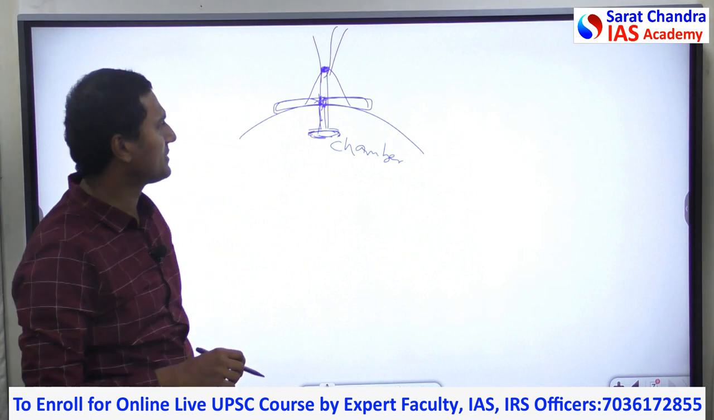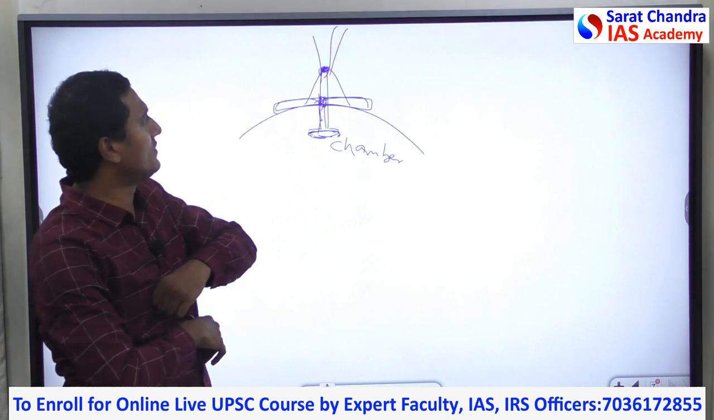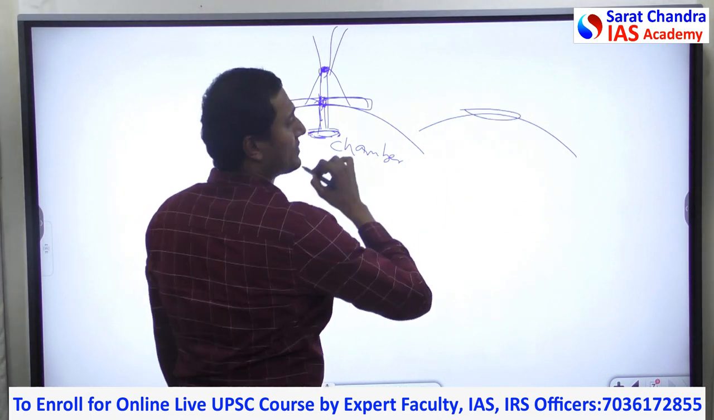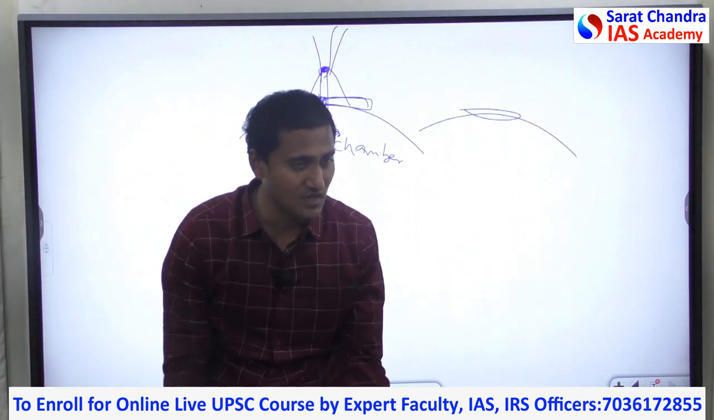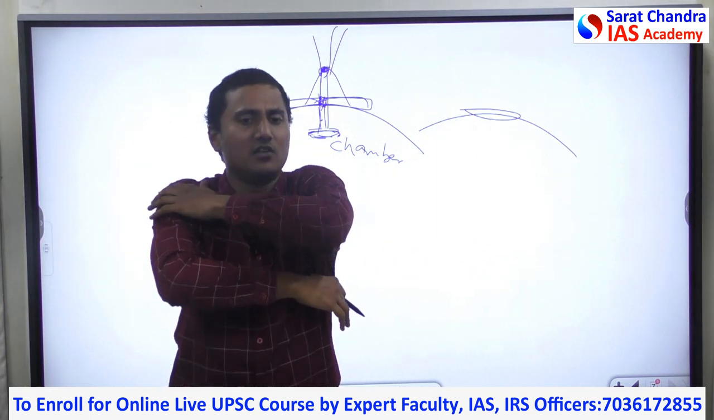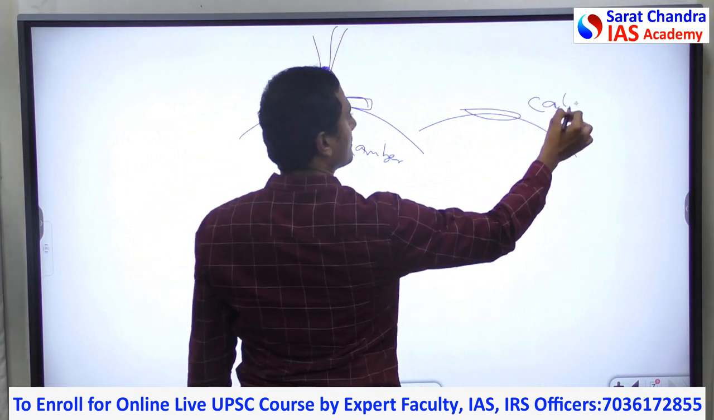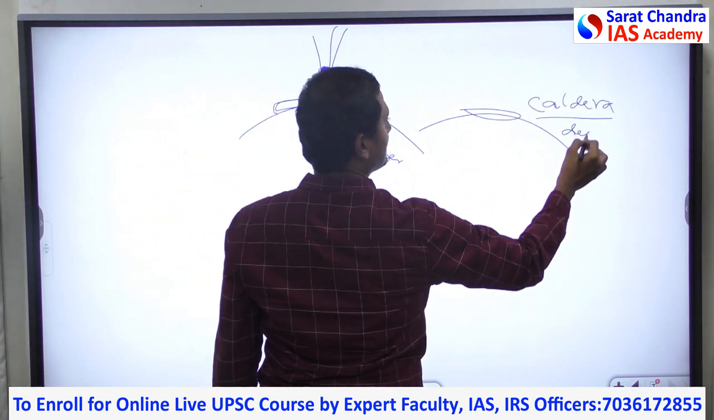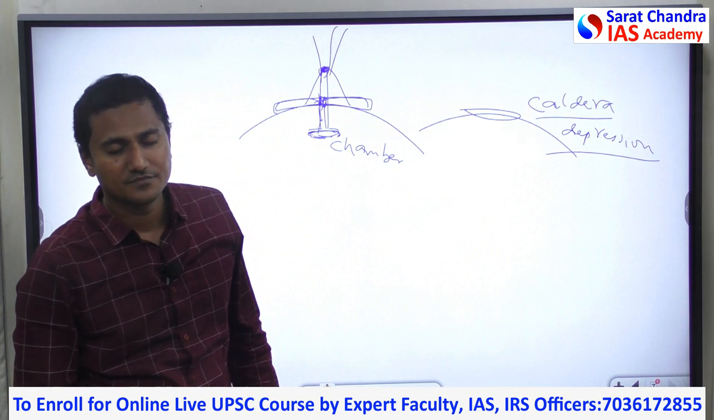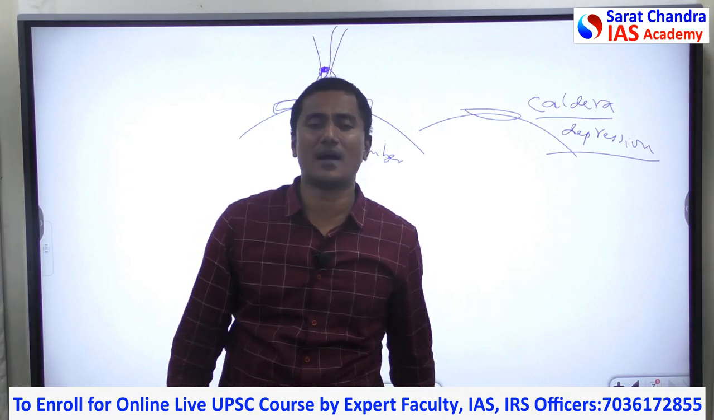Okay, sometimes this is not sufficient. A lot of magma wants to come out, then the entire mountain will break, and you know what will form? In the place of a mountain, a large depression forms. Actually, the mountain was there, but the magma is so forceful that it has thrown open the entire mountain. The depression is called a caldera. A caldera is a large depression formed because of the throwing open or breaking of the mountain due to high pressure from the magma chamber.